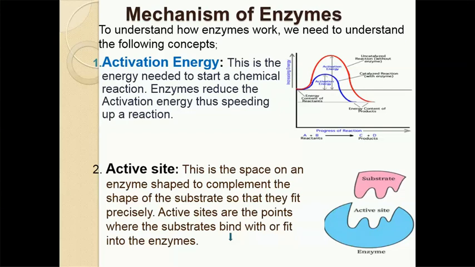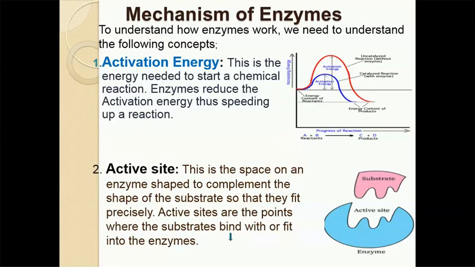From the graph here, you can see the red curve is very high. Now that is a normal reaction that has attained activation energy. So it's going to take a longer time. Now the blue line represents a reaction involving an enzyme. So the enzyme reduces the activation energy and so the reaction takes a shorter time.